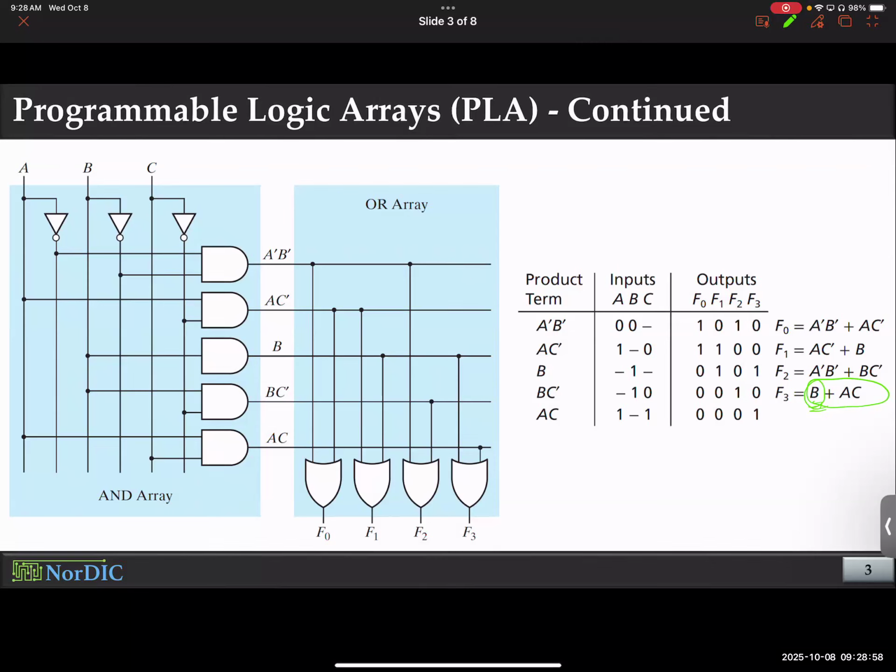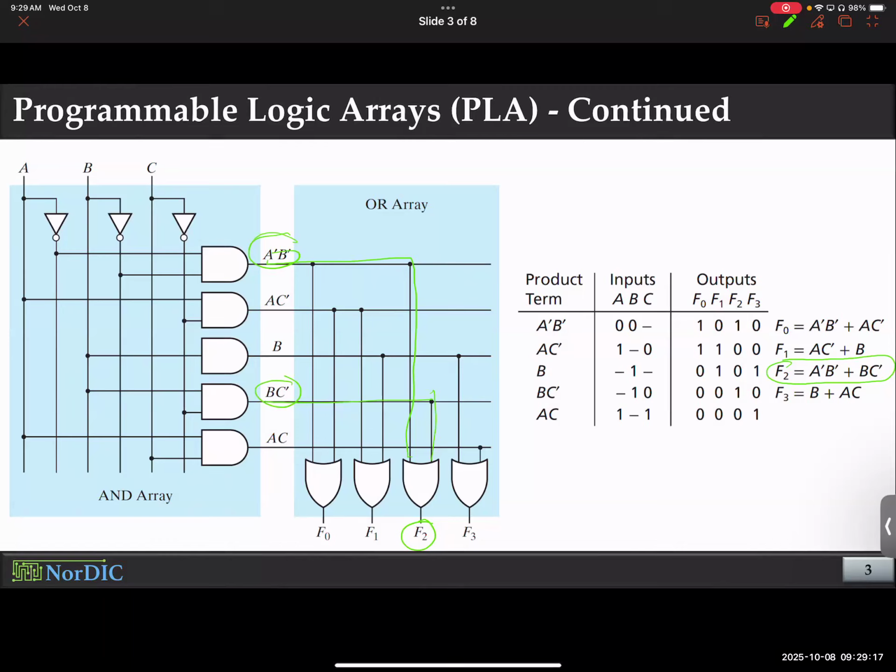Okay. So let's take an example of another output, say F2 equals A prime B prime plus BC prime. I hope it will make sense. So this is A prime B prime. We need two things here: I need A prime B prime, and I need BC prime, which is here.